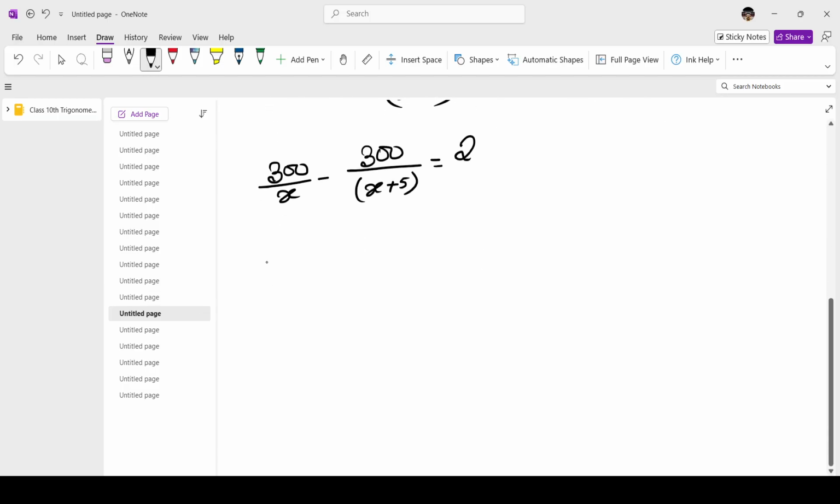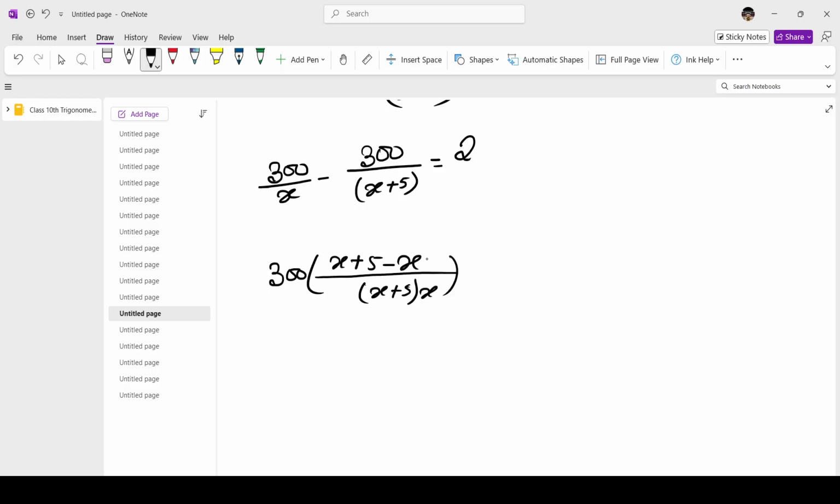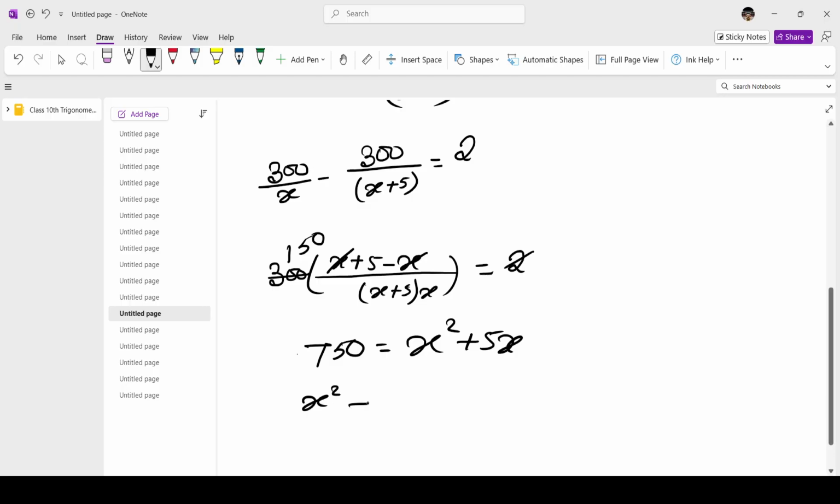And if you take 300 common, equal to 1 by x minus 1 by x plus 5, and this will cancel out. 150. After multiplying this will be 2x square plus 10x equals 1500, which becomes x square plus 5x minus 750 will be 0.